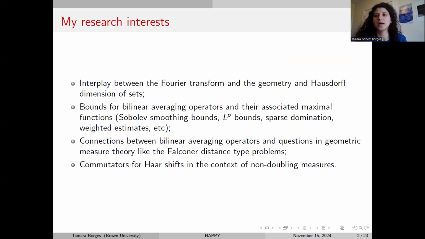PhD thesis, I've studied some bounds for bilinear averaging operators and associated maximal functions. Such bounds include Sobolev smoothing estimates, Lebesgue bounds, some sparse domination estimates, and so on. I've looked for connections between bilinear averaging operator information and questions in geometric measure theory, which we're going to talk a little bit about later. And I've also looked into commutators for Hardy spaces in the context of Lebesgue measures. Let's get started with the math though.